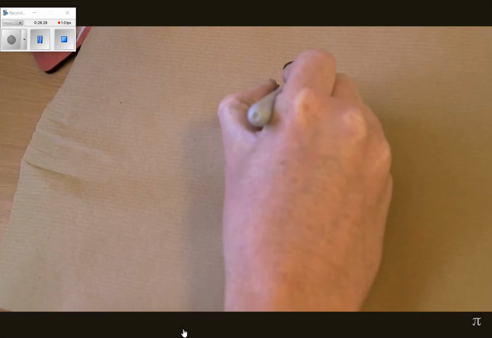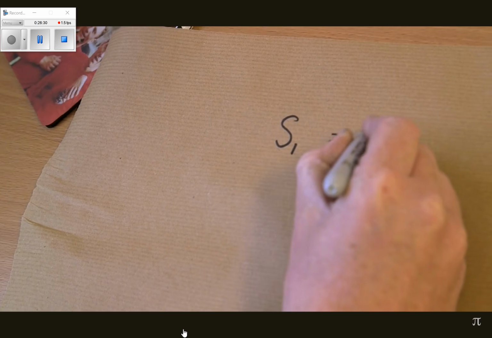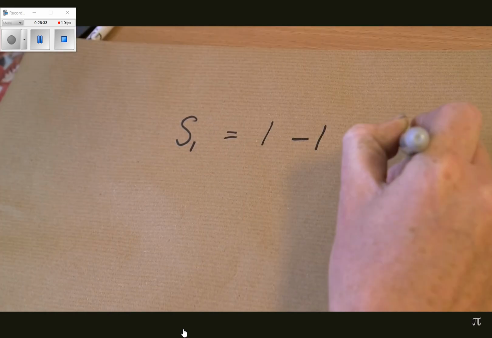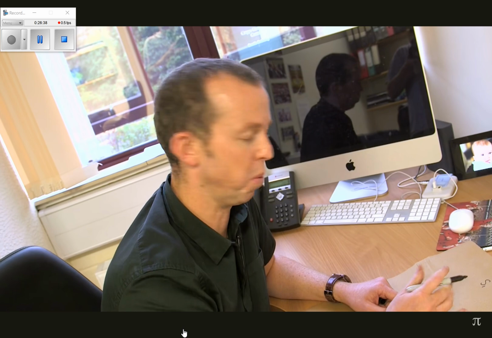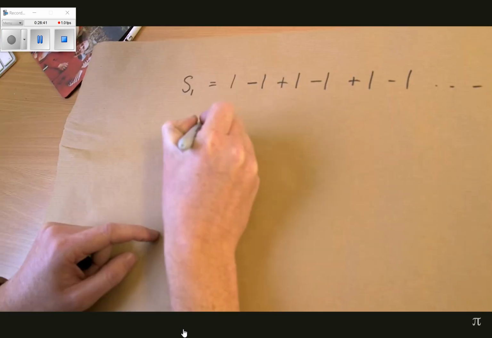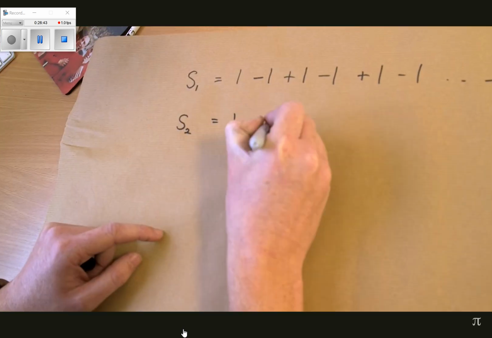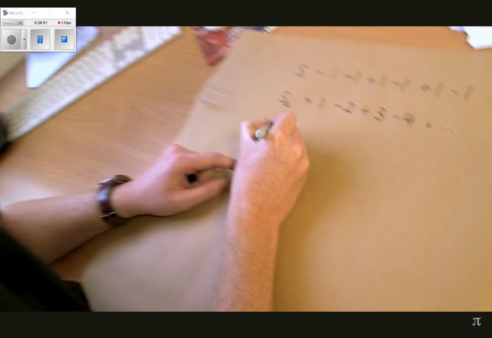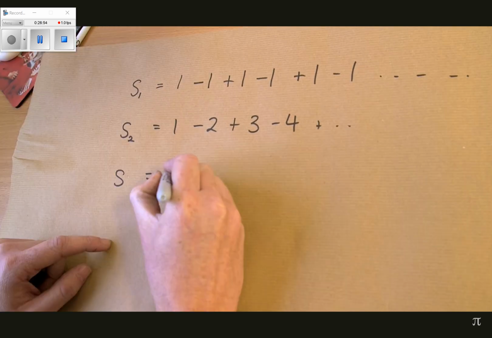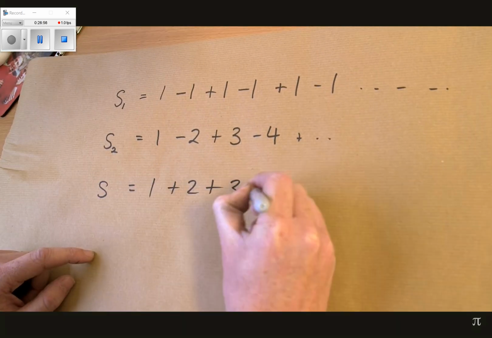So to do that, we're going to have to do this in a number of steps. We're going to look at a few different sums. The first sum, I'm going to call it S1, is 1 minus 1 plus 1 minus 1 plus 1 minus 1 and so on. The second sum is S2, 1 minus 2 plus 3 minus 4 and so on, carrying on in that process all the way up. And the third one is of course the one we're really interested in, which is 1 plus 2 plus 3 plus 4. So we're going to evaluate all these three different sums.